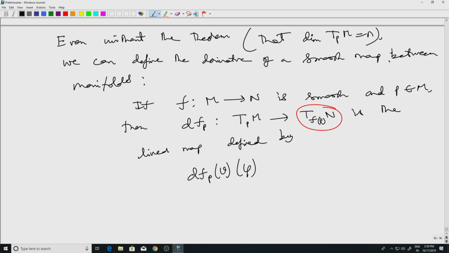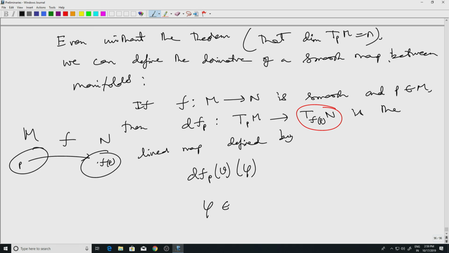Phi. So where here phi is, the picture is like this. M, n, f is a map, p is a point here, f of p is a point here. Phi is a C infinity function on N. And dfp of v is going to act on that. And my definition of this is going to be just, I'll use the v.